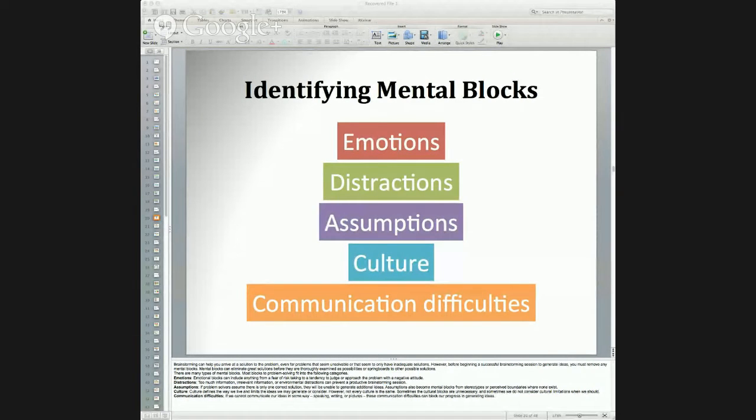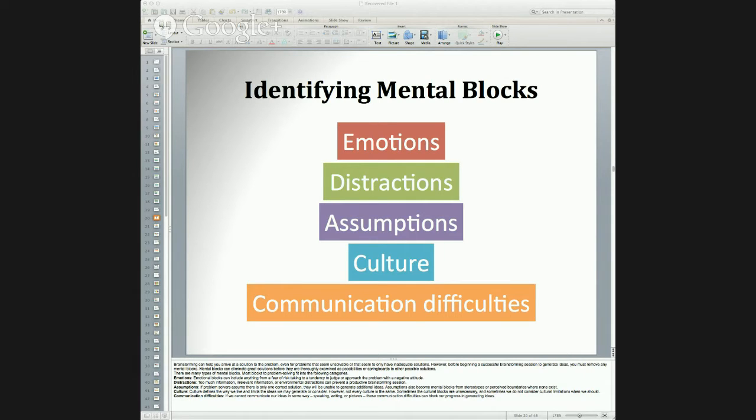Assumptions. If problem solvers assume there is only one correct solution, they will be unable to generate additional ideas. Assumptions also become mental blocks from stereotypes or perceived boundaries where none exist. Culture. Culture defines the way we live and limits the ideas we may generate or consider. However, not every culture is the same. Sometimes the cultural blocks are unnecessary, and sometimes we do not consider cultural limitations when we should.